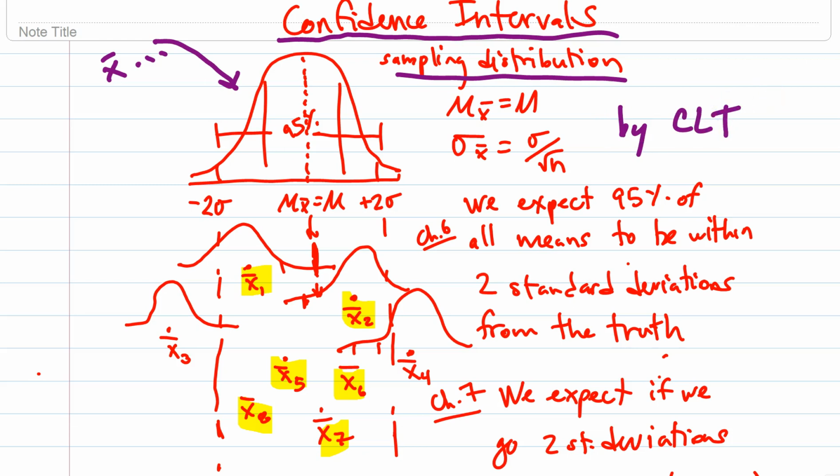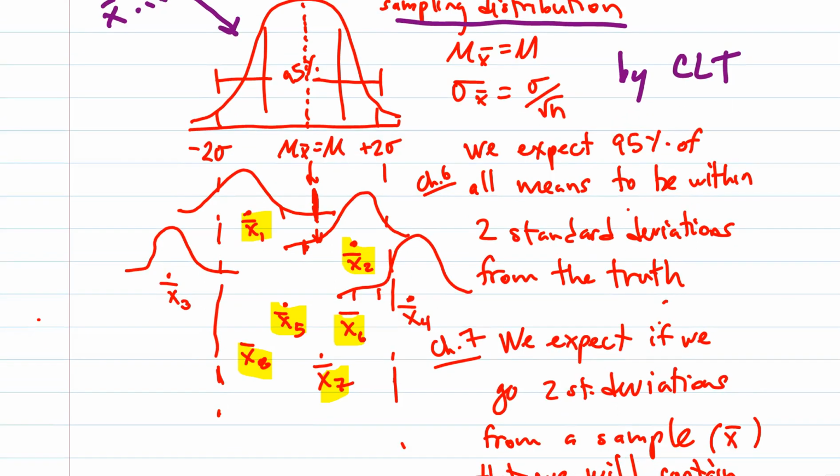Okay? Well, in chapter 6, we said we expect 95% of all the means to be within 2 standard deviations. So if I go there and I go 2 standard deviations to the right and 2 to the left, most of these means should fall within there. So mean 1, 2, 3 didn't, 4 didn't, 5 did, 6 did, 7 did. This is an 8 apparently, so 8 did. So a lot of them fall in 2 standard deviations. About 95% of them would fall within 2 standard deviations from the truth, right? That's chapter 6. Chapter 7 says, I don't know the truth. So what do?